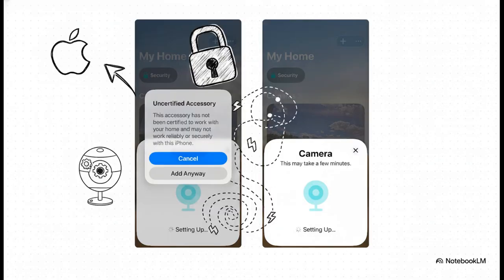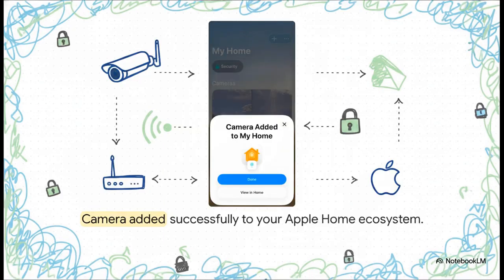When you jump over to step 3 on your iPhone, you'll go to Add Accessory and select More Options. Now, don't panic if you see an uncertified accessory warning pop up. That is totally standard for any bridge Apple didn't manufacture themselves. Just go ahead and tap Add Anyway, punch in your PIN, and give it a few moments while the mDNS discovery works its magic to negotiate the connection. And boom, just like that, you're paired. You'll be greeted by that highly satisfying camera added to my home screen. Your robust enterprise-grade camera is officially and securely linked right into your personal ecosystem.